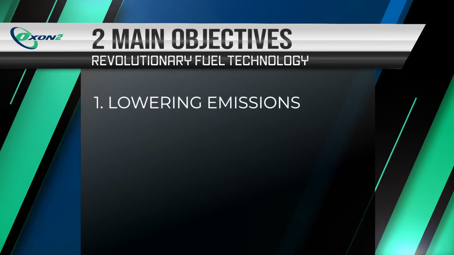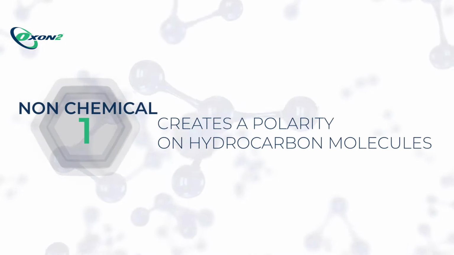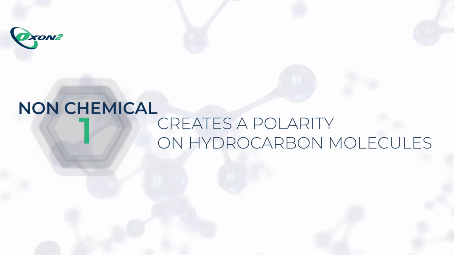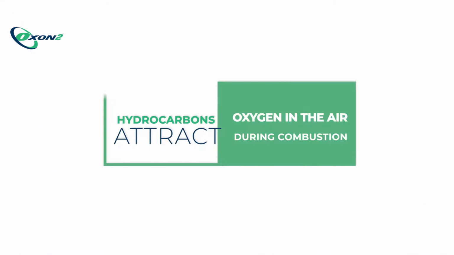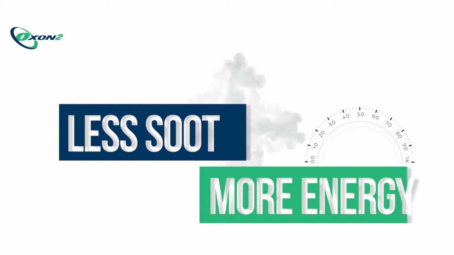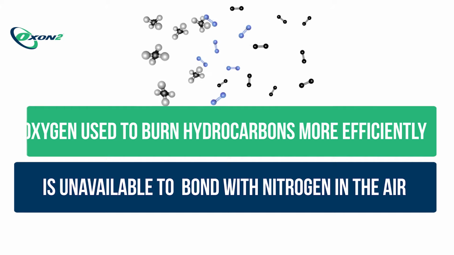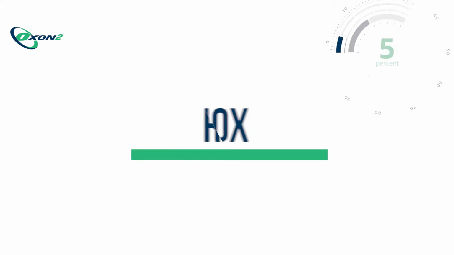Oxon 2 accomplishes its two main objectives, lowering emissions and improving fuel efficiency, with a single non-chemical mechanism of action. It creates a polarity on hydrocarbon molecules in fuel, so they attract oxygen in the air during combustion. This results in hydrocarbons burning completely, so less soot and releasing more energy from a given amount of fuel. And since the oxygen is used to burn the hydrocarbons, it's not available to bond with nitrogen in the air to create cancer-causing NOx. So having said that, allow me to illustrate and explain.